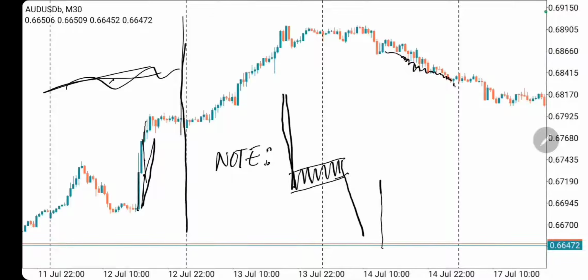If the first leg was an impulsive move to the upside, you just wait for some sort of consolidation, and you could enter at the break of the consolidation, because the market is most likely going to continue in the move.